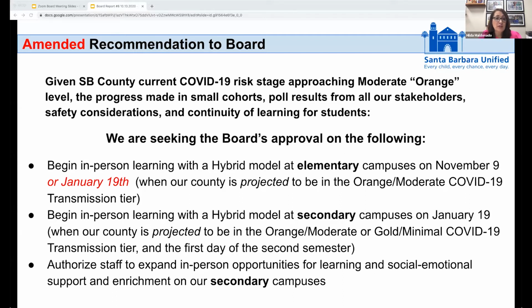So board members, with my amended recommendation, I'm asking that you consider both November 9th or January 19th for elementary. I would like to keep my recommendation to open secondary January 19th and continue to authorize us to expand our in-person opportunities for learning and social and emotional support. All of these are on the condition that our county infection rate is moving to the orange level, or the moderate transmission rate. Thank you. I'd like to turn it back to President Capps.